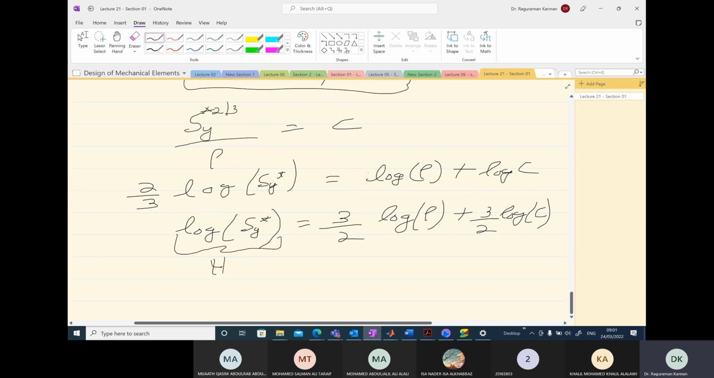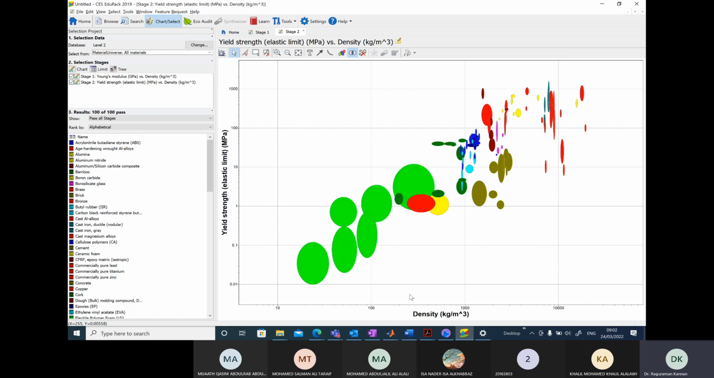So now this is in the form of y is equal to mx plus c. This entire term is equal to c, some constant. So the slope is 3/2. So if I move one division on the x-axis, I will have to move 3/2 divisions, 1.5, on the y-axis. So you can draw based upon this.